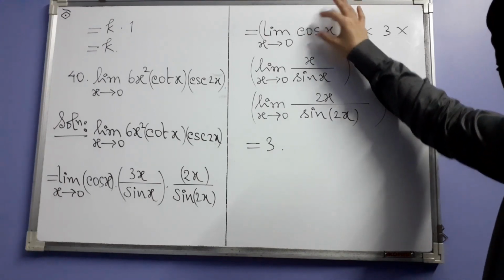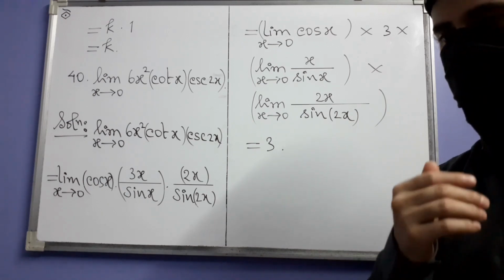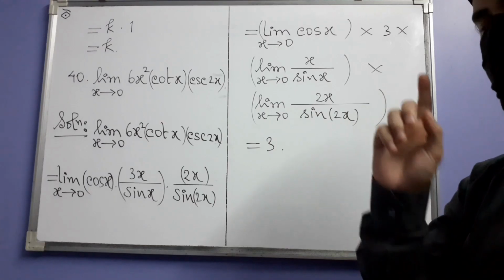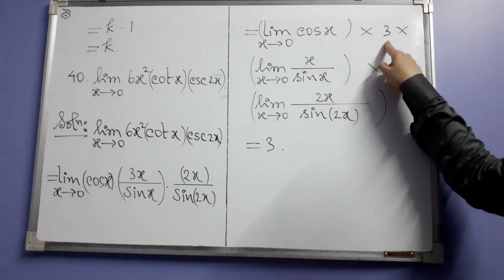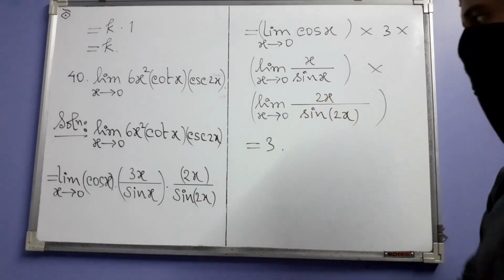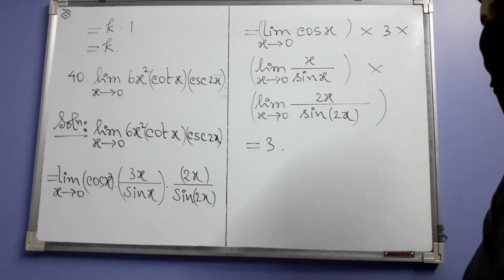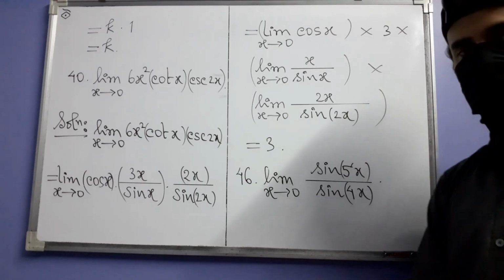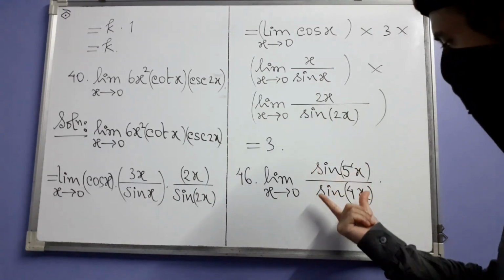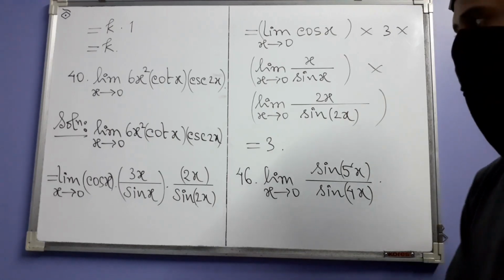This limit is cos 0 because cos is continuous at every real number, in particular at 0, and cos 0 is 1, times 3 times this limit is also 1 and this limit is also 1. So that is how the answer is 3. Let's see another one. Number 46. Limit of sin 5x divided by sin 4x as x approaches 0.